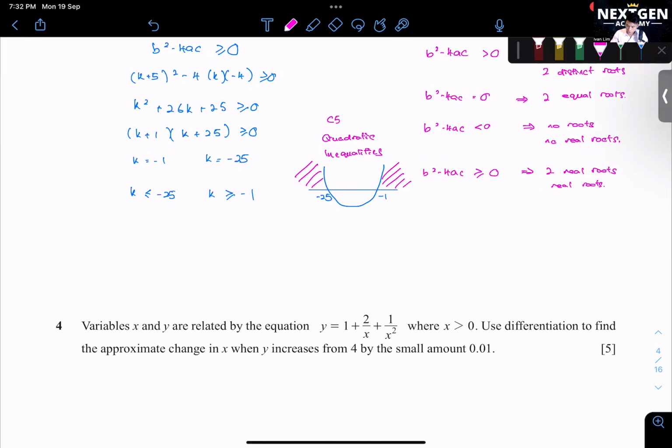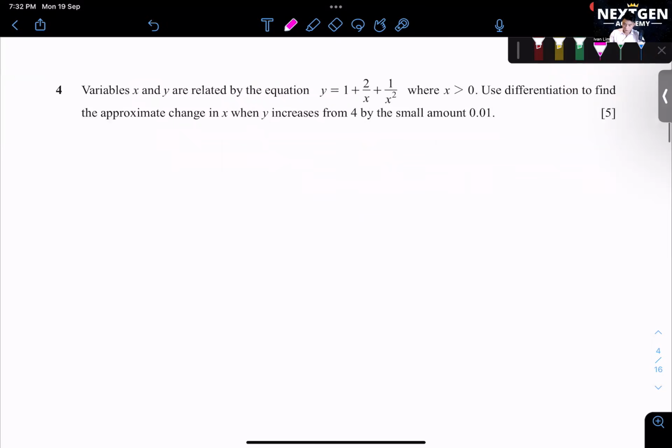All right, question 4. Variables x and y are related by the equation y equals to 1 plus 2 over x plus 1 over x squared, where x is more than 0. Use differentiation to find the approximate change in x when y increases from 4 by the small amount 0.01. Okay, what type of question is this first? Under differentiation, what type of question is this?